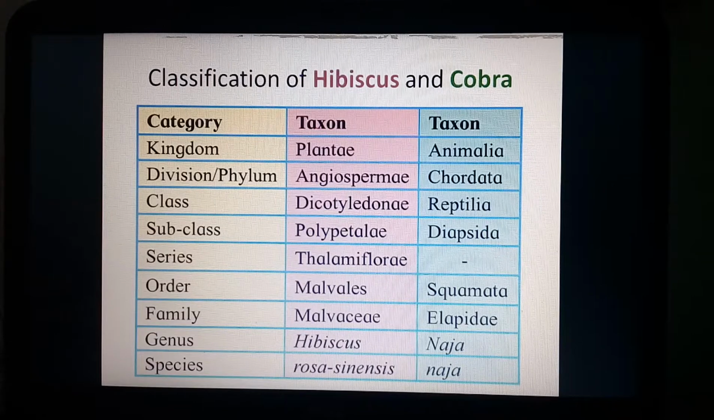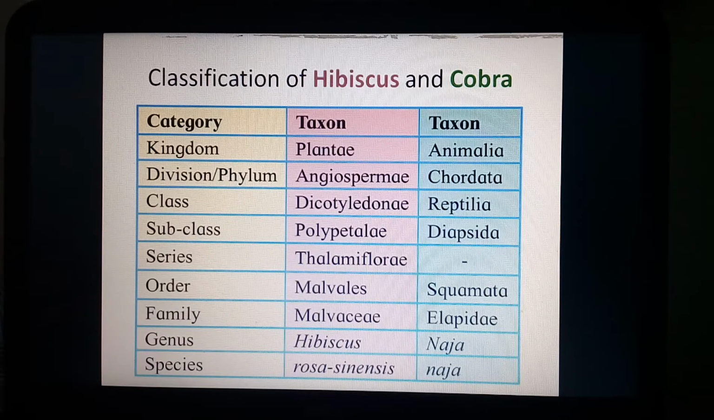Class Reptilia. Reptilia, the animals, they show small limbs, or they creep on the ground. They have scales on their body. Next, subclass Diapsida. Series are not there. Order Squamata, family Elapidae, and genus and species. Now see here the scientific name of a cobra, Naja naja.